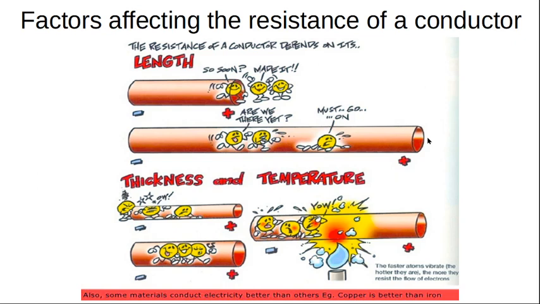There's also the thickness of the pipe. If you are an electron and you're trying to get through a really thin conductor, squeeze, scooch, you can't really get through. So thin wires have high resistance and thicker wires have a lower resistance.